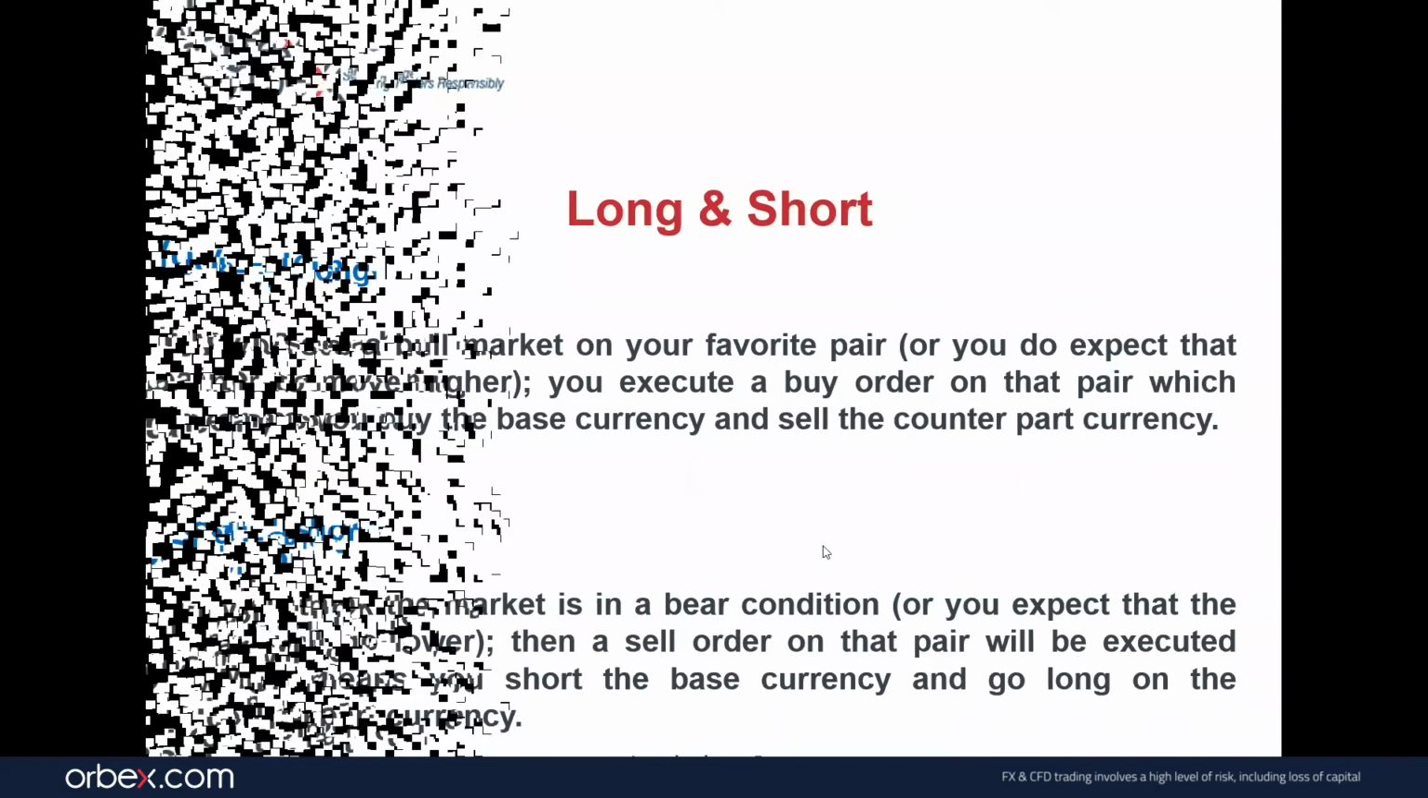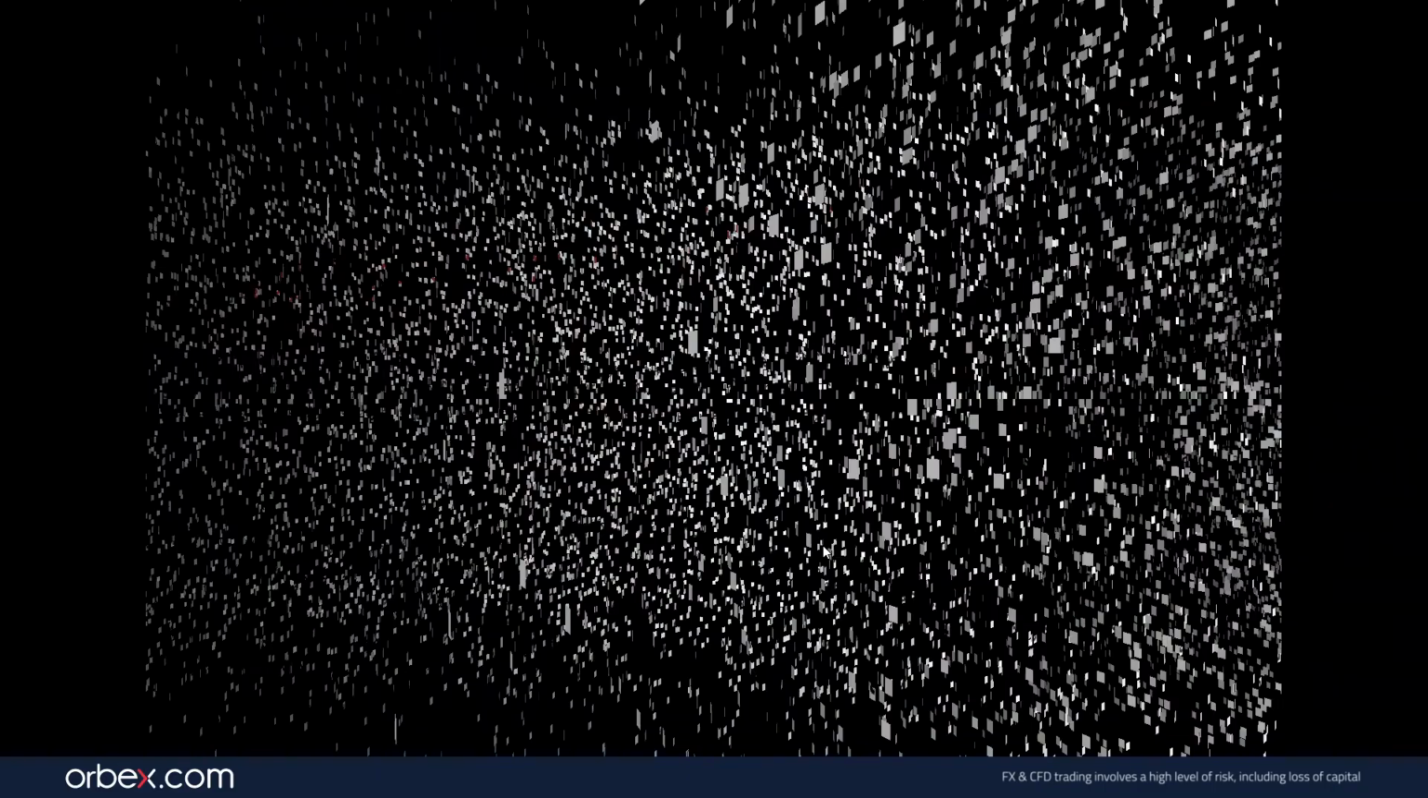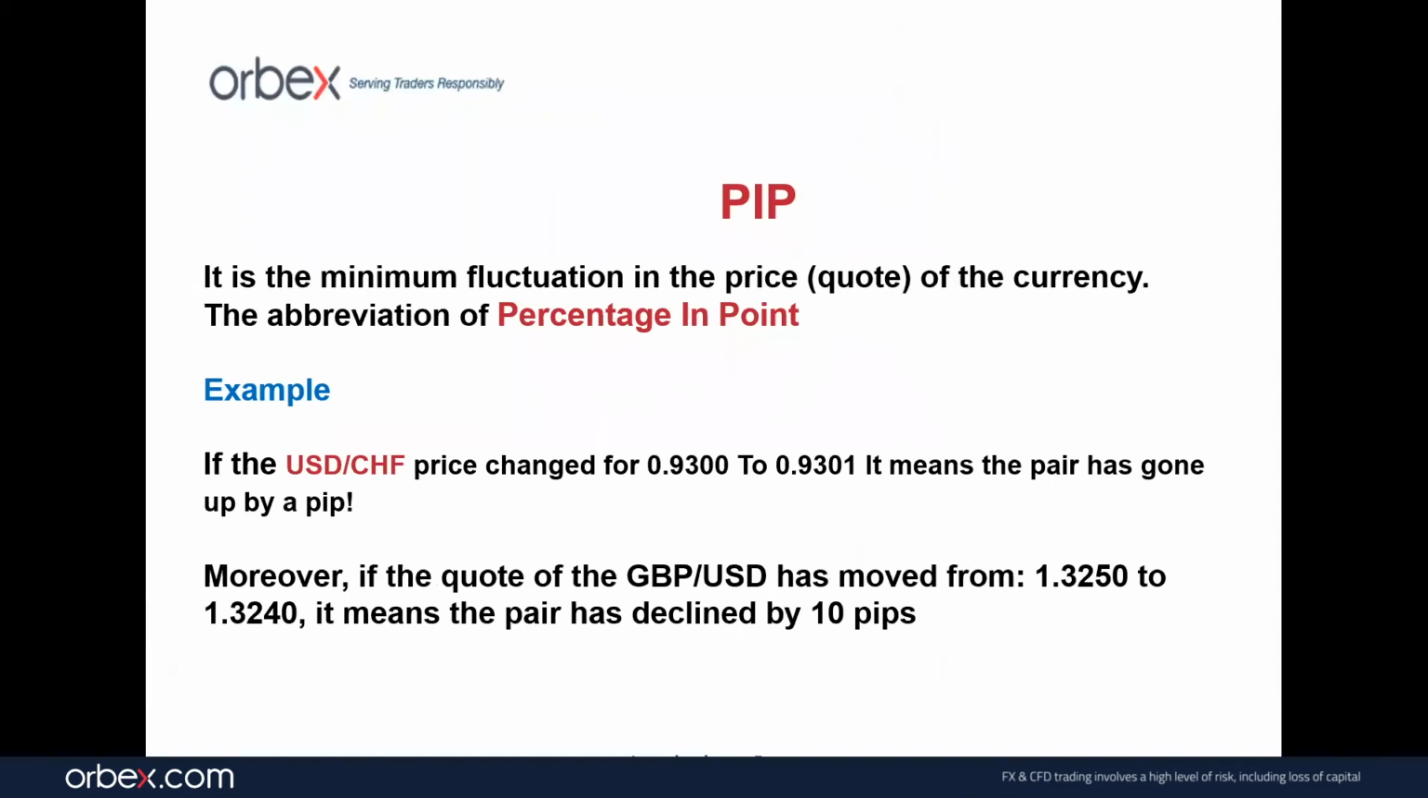So that's basically what long and short means, nothing too much to it. Now, a pip is basically percentage in points, and what does it mean exactly? So let's just take the example I've given here. Euro dollar Swiss, sorry. If the price changed from 93.00 to 93.01, it means the pair has gone up by a pip.